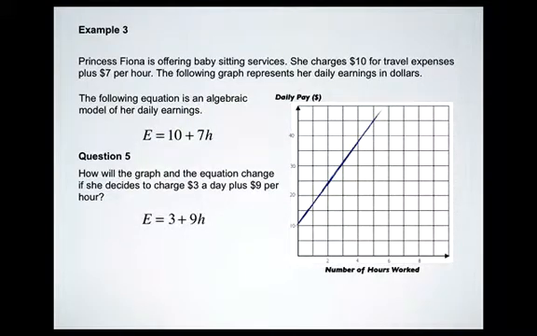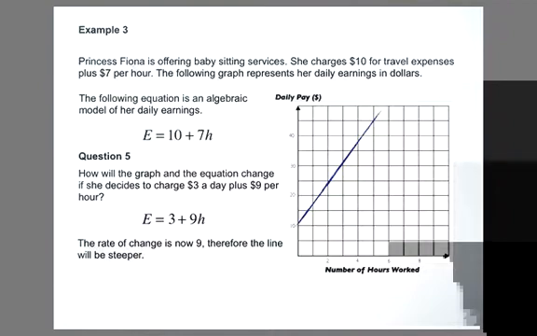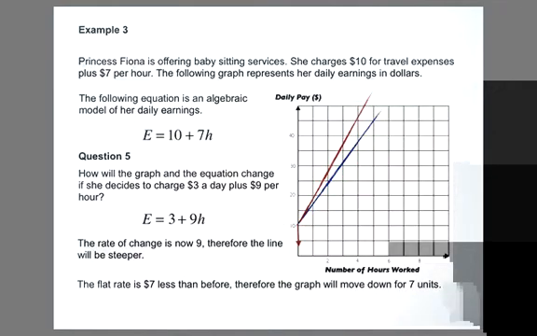In this situation, her equation would look like E is 3 plus 9h. That's because her rate of change is now 9. She charges $9 an hour. This is going to be steeper than her original rate of change. However, the flat rate is $7 less than before, so the graph will move down by 7 units.